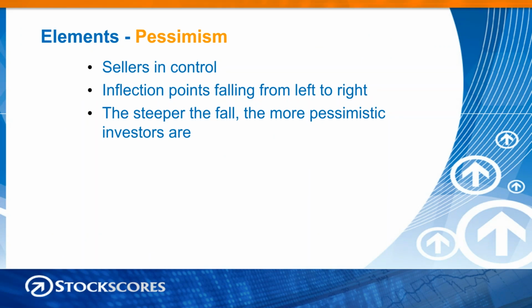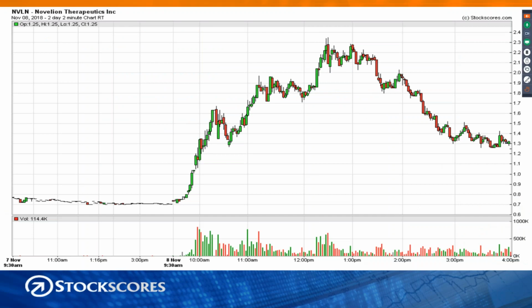Obviously, the next thing is pessimism. I think you know this is going to be inflection points that are falling from left to right. The sellers are in control. So let's go to the chart. We had our first falling top there, and then we had lots of them afterward. And so we have pessimism. Think about what's happening. The buyers push the stock up, they're strong. Then it falls back a little bit. And the buyers push the stock up again, but they're not as strong as they were the last time. They can't push it to new highs. And so we get a falling top.